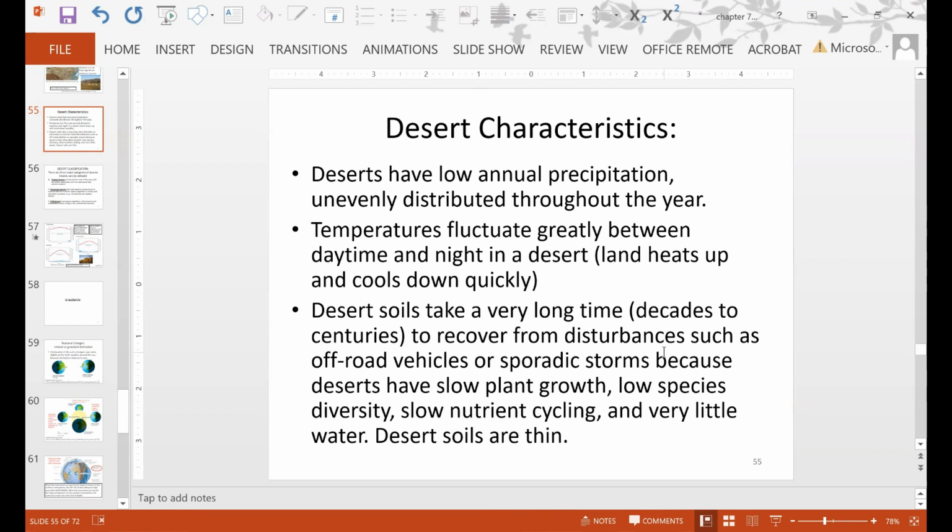And that's because deserts have slow plant growth, not a lot of different types of species, which is low species diversity, and slow nutrient cycling and very little water. So these soils in deserts are very thin.